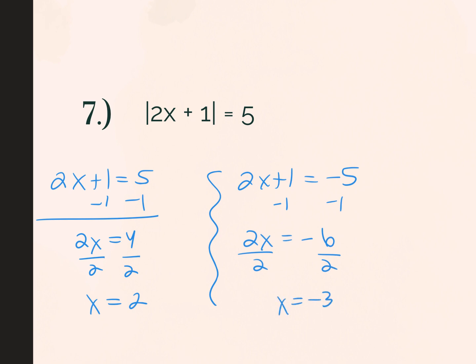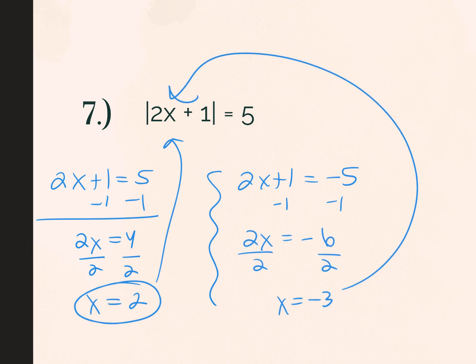Now, what do we have to do with our answer? You got to plug it back in and check. Do I need to see a formal check? Absolutely not. Let's do this in our head. I'm going to plug in 2. What is 2 times 2 plus 1? The absolute value of 5 is? Okay, this one works. Negative 3. 2 times negative 3. Negative 6 plus 1. Absolute value of negative 5 is? So we're good.